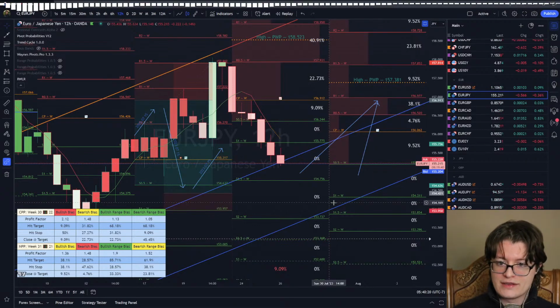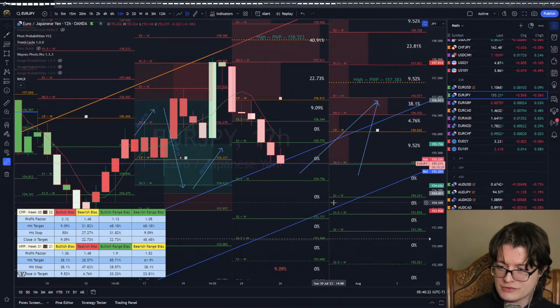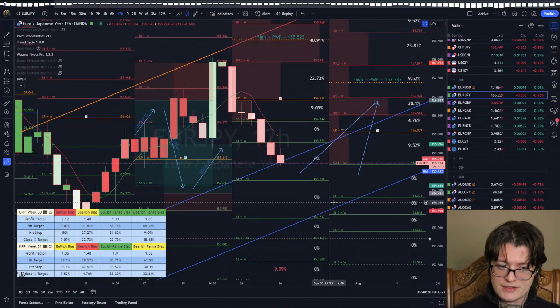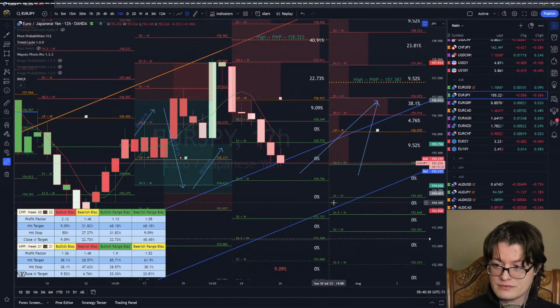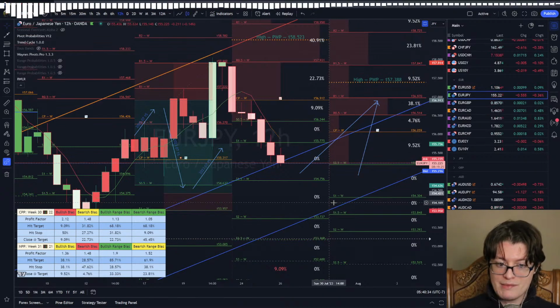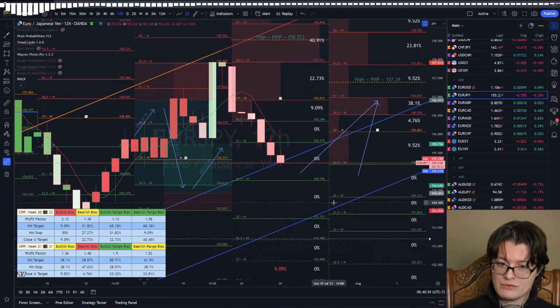It's kind of like solving an equation, right? The left side of the equation is your risk management. The right side of your equation is your opportunity. You want to maximize the right side, and you want to minimize the left side. You want to minimize your risk and maximize your reward.